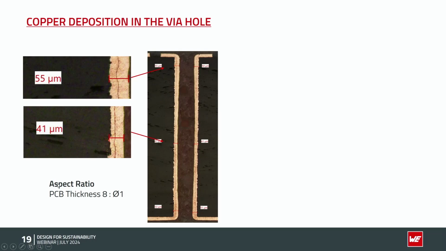This is defined very often by the aspect ratio, so the ratio between the board thickness and the diameter of the drill tool, which is a very good recommendation, is 8:1. This is a very typical limit. If you make the board thicker, if you make the drill diameter smaller, you can get pretty fast pretty many problems. We solve these problems with additional processes, with extra processes, which is more resources, less sustainable.